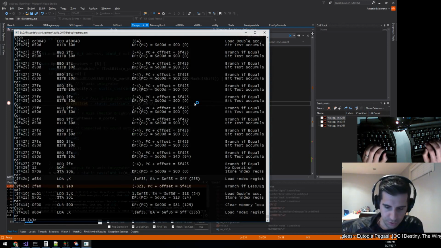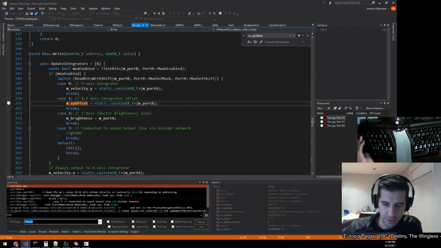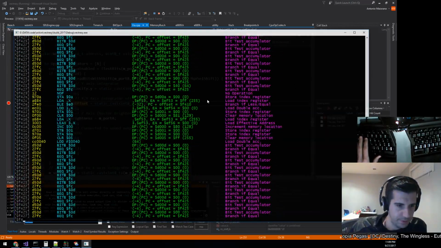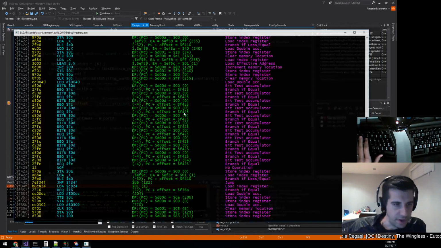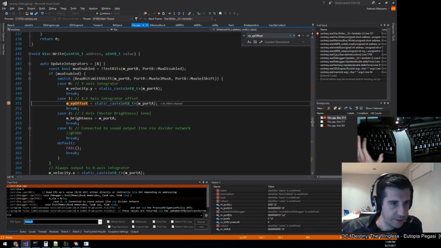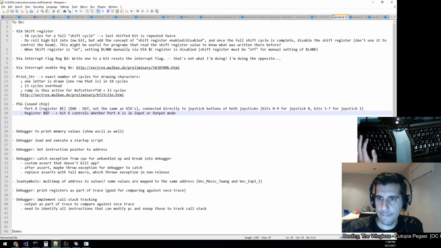Okay, let me do something here. Color. No. Yeah, color. And then we'll set this breakpoint. Okay, here. Actually, let me do that again. But let me load my symbols as I usually do.